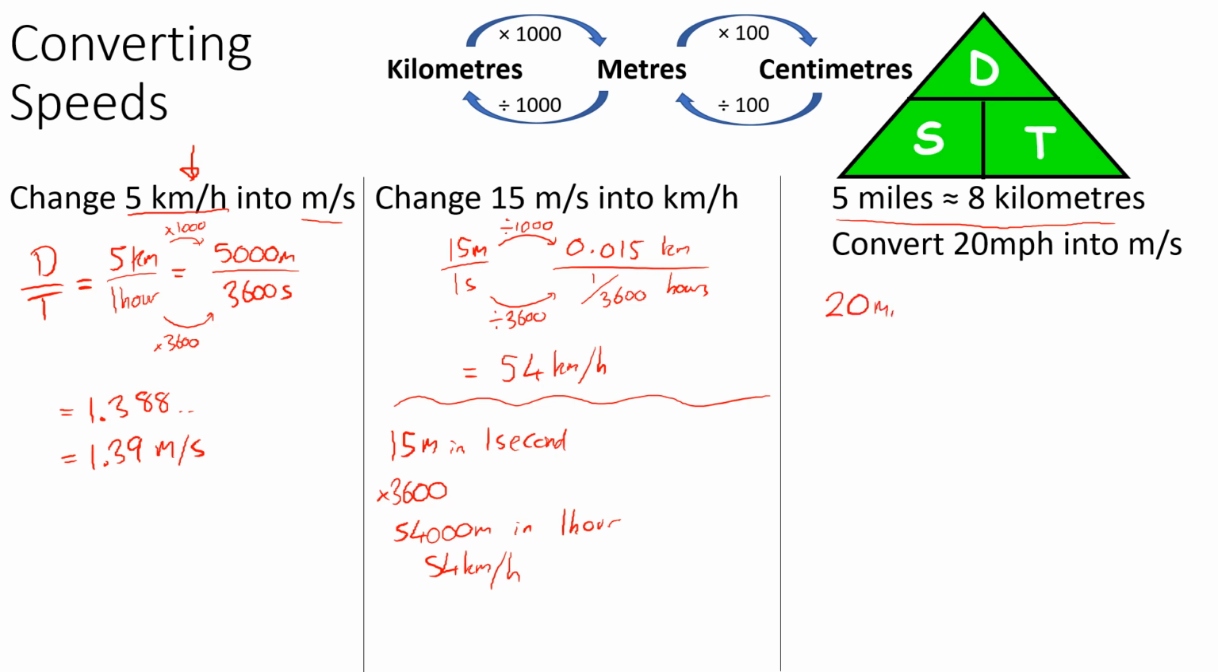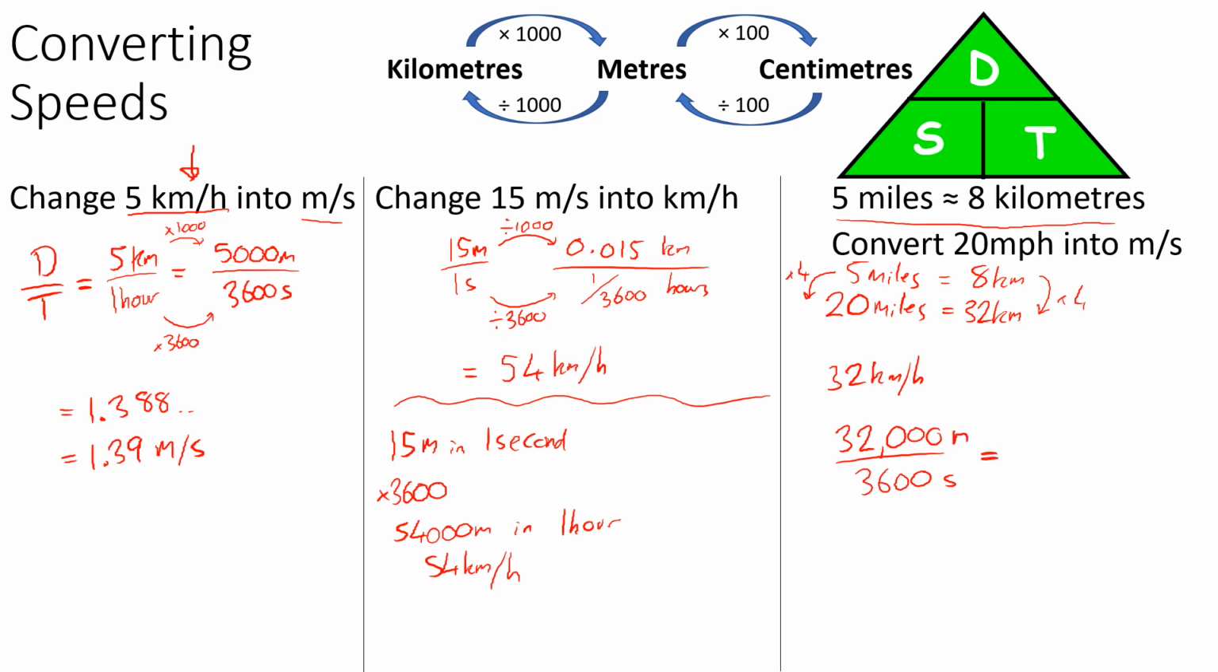If we've got 20 miles and we know that 5 miles is 8 kilometers, then that's 4 times as much. So if we think about times in the other side by 4 as well, that will give us that 20 miles is 32 kilometers. Okay, so this is 32 kilometers per hour. So let's use the trick we had before. That's 32,000 meters in 3,600 seconds. Meters, not hours.